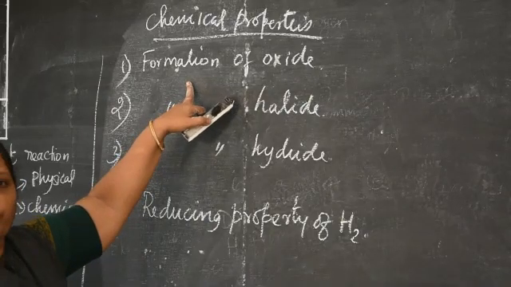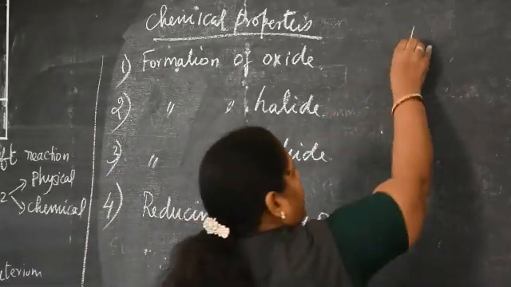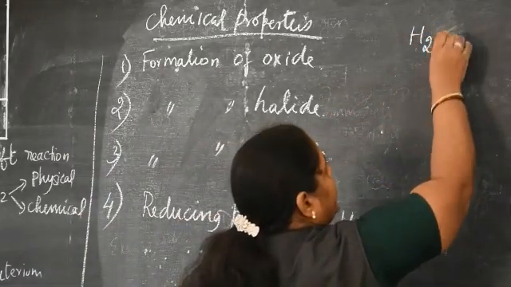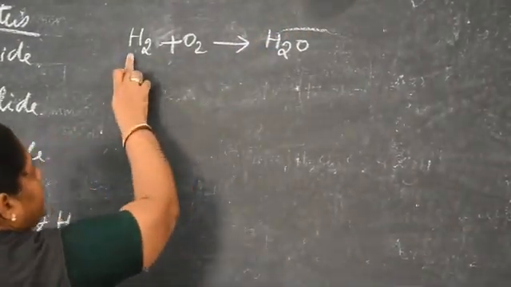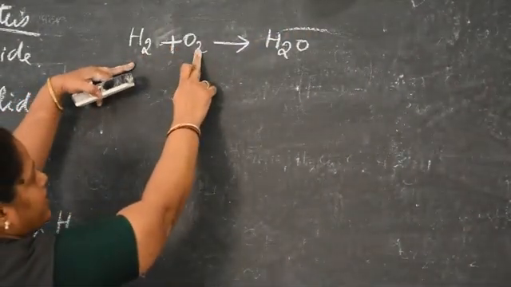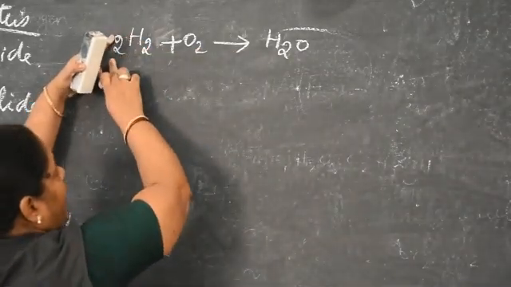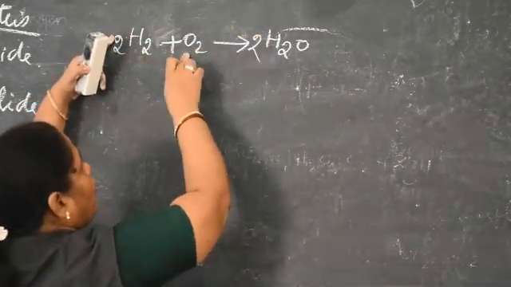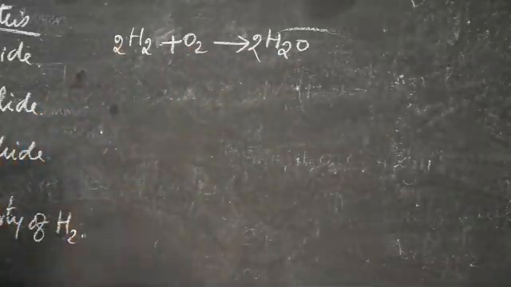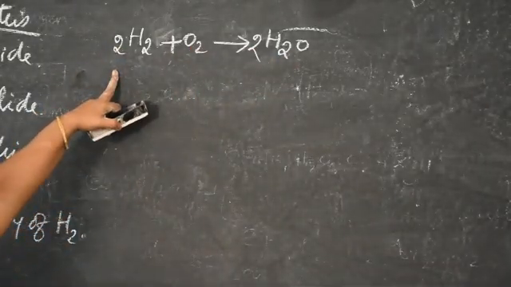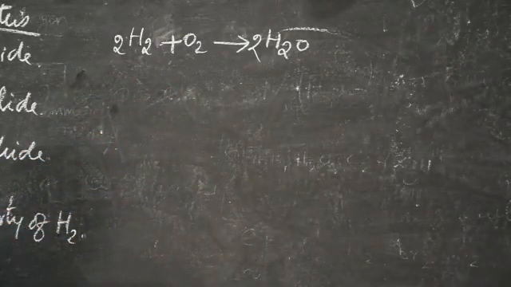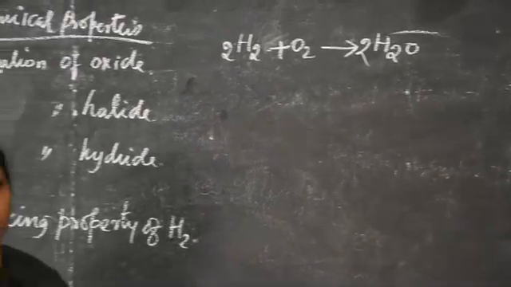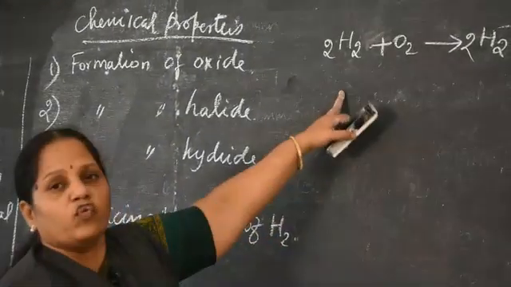When hydrogen combines with oxygen, it gives water. Here H2 is there and oxygen is there. So two hydrogen molecules combined with one oxygen molecule give water molecules. It is explosive in nature. During formation of water, a large amount of energy is released. The energy is converted into electricity in a fuel cell.